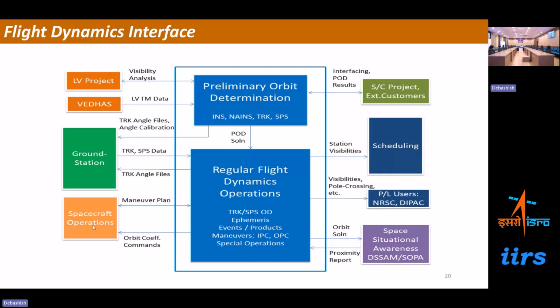Then, as you have seen earlier, there is space situational awareness, the DSSAM or the SOPA. This is the situational awareness where proximity reports are generated. This is the place where we track the debris and see whether there are any threats from the debris or not. So we give our state vectors, the orbit solution, to this space situational awareness team, and they see whether our spacecraft is coming very close to any debris or not. If it is coming very close, and the collision probability is high, then we maneuver our spacecraft. So this is another important aspect.